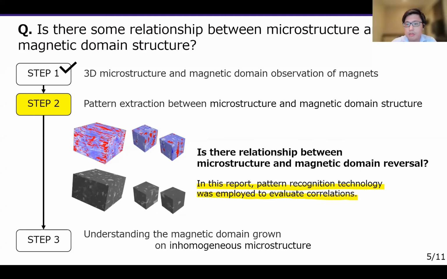Now we must consider how to evaluate the process of magnetization reversal within the inhomogeneous microstructure inside the bulk of the magnet. However, since no two microstructures are the same, comparison cannot be made. Therefore, we attempted an evaluation using informatics pattern recognition technology.